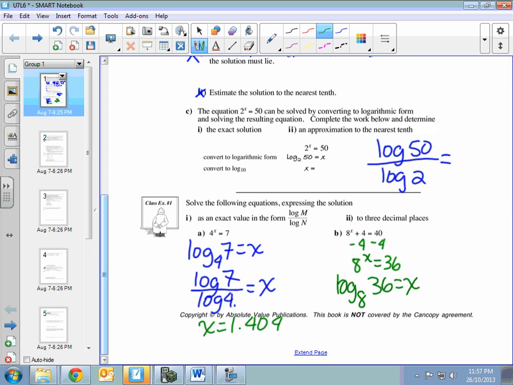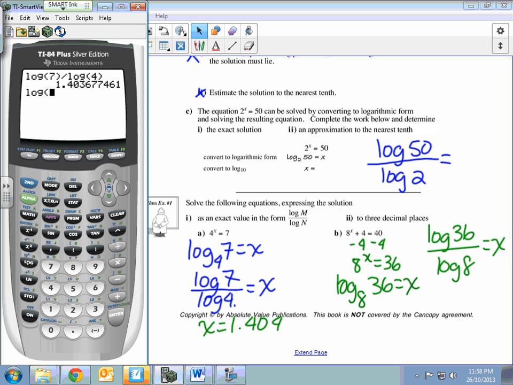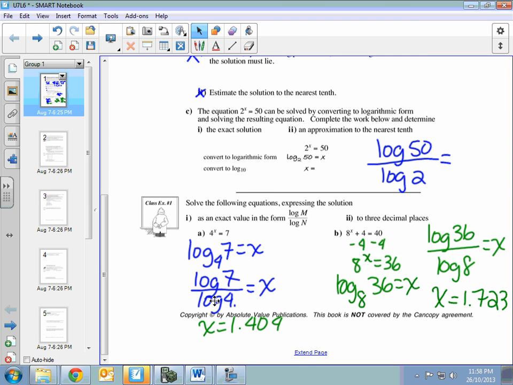So to write this as an exact value, go log of 36 over log of 8 equals x. To put this into your calculator, log of 36 bracket divided by log of 8 bracket. Enter. 1.723. So x equals 1.723. So just make sure you know how to change from exponential equations into logarithmic equations, and how to put logarithmic equations into your calculator when they have a base that's not 10. So always take the log of your argument divided by log of your base.